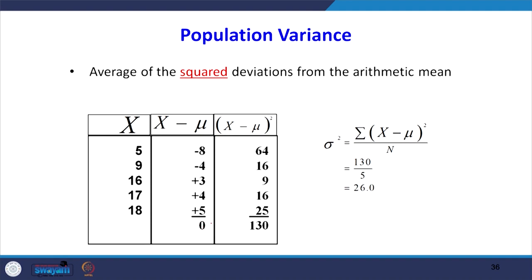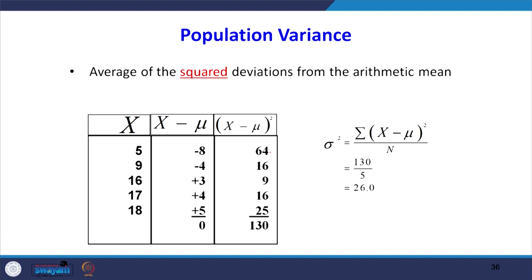Previously, in the mean absolute deviation, we took only the positive value. Now we are going to square it. Squaring the deviation has some advantages. One advantage is we can remove the negative sign. The second is that when the deviation is larger, the squared value is much larger. For example, minus 4 squared is 16, and minus 8 squared is 64. So, the more the deviation, the more the squared value.